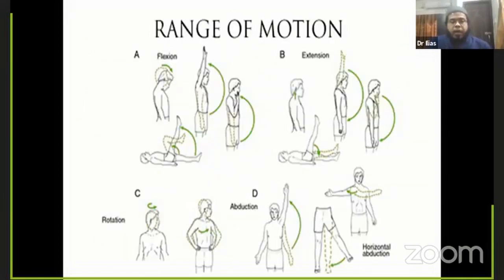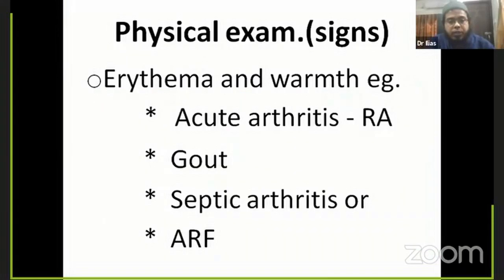You see, I'm showing over here some ranges of motion of specific joints. No need to understand these things right now. And sometimes we will get erythema and warmth after doing the clinical examination. The erythema, the reddish tinge of the skin, happens due to inflammatory arthritis.